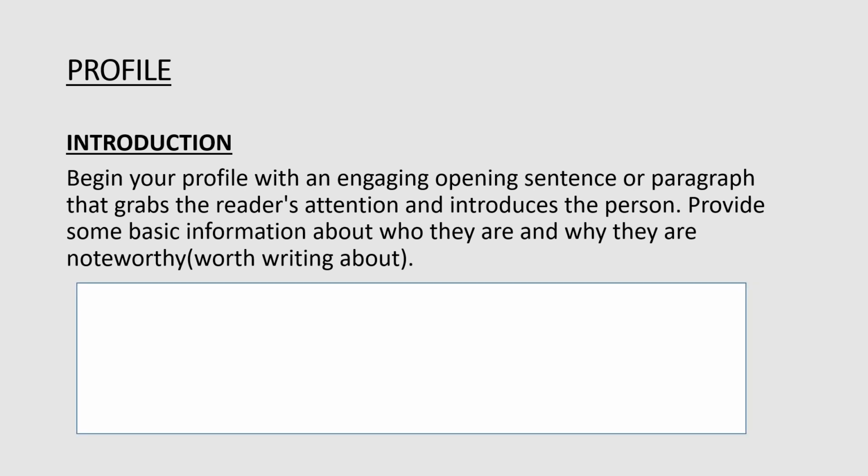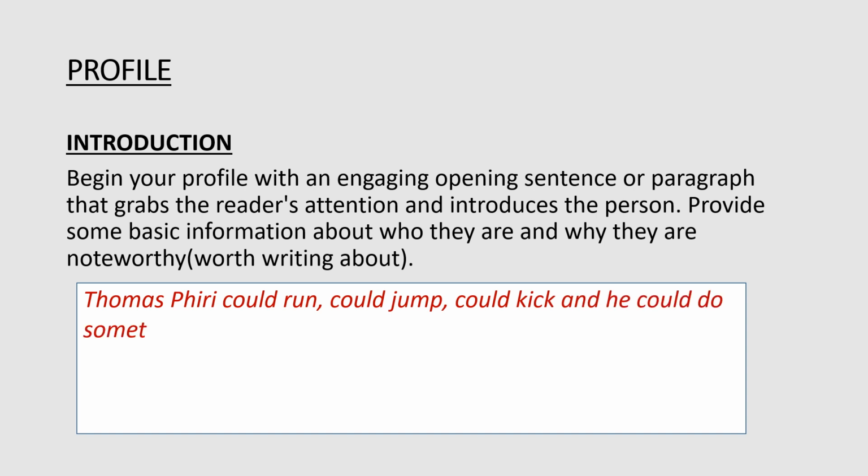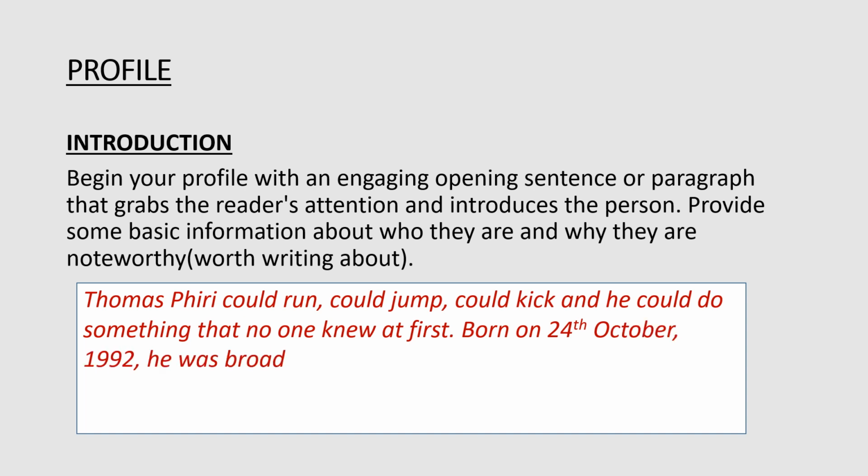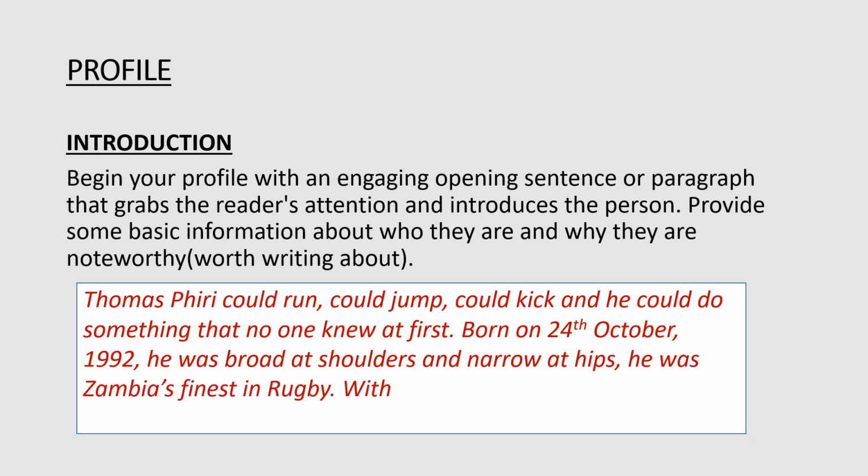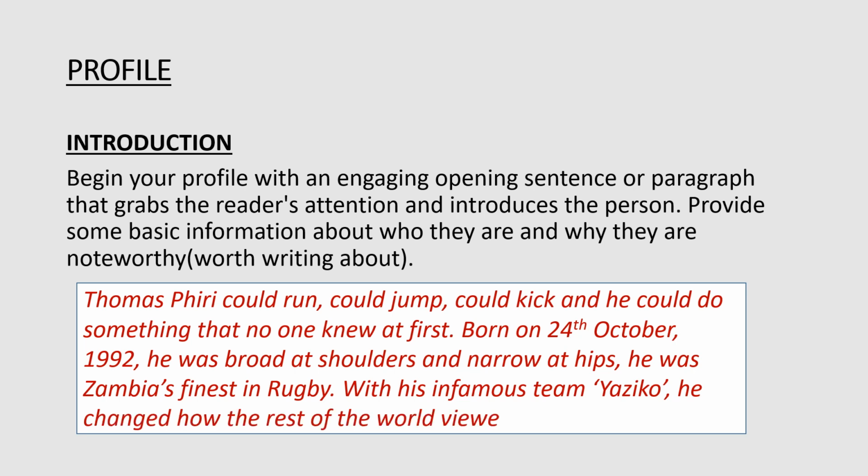Here's an example. Thomas Perry could run, could jump, could kick, and he could do something that no one knew at first. Born on 24th October 1992, he was broad at shoulders and narrow at hips. He was Zambia's finest in rugby with his infamous team, Yaziko. He changed how the rest of the world viewed Zambia in sports. The reader will know that, oh, this is a legend in rugby. So this is worth reading now. So that's how you should structure your introduction.